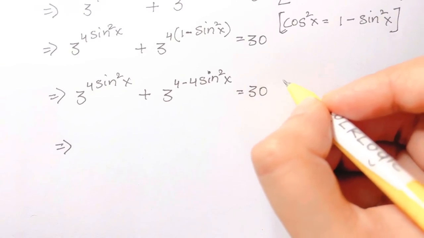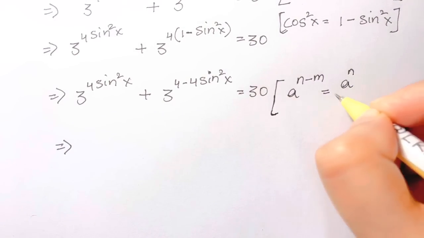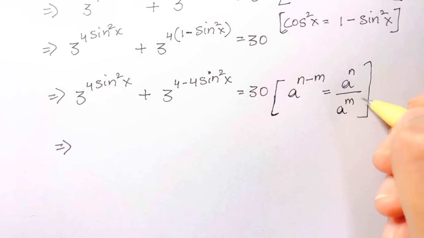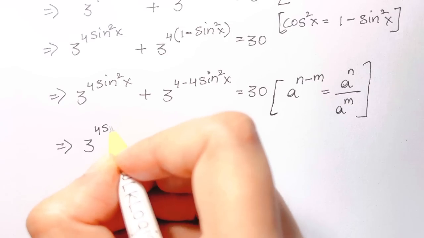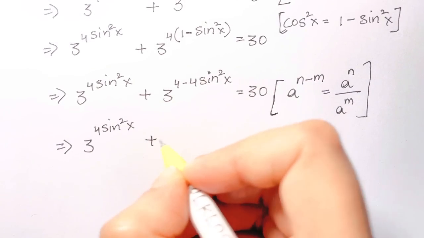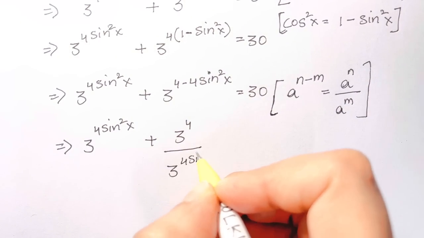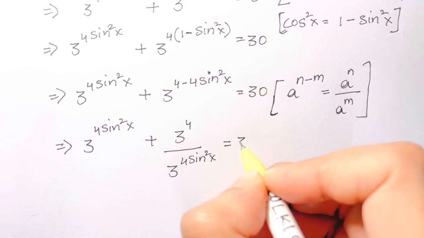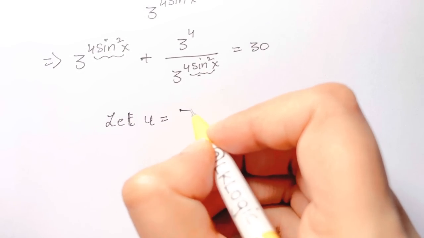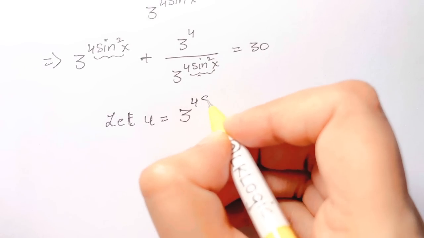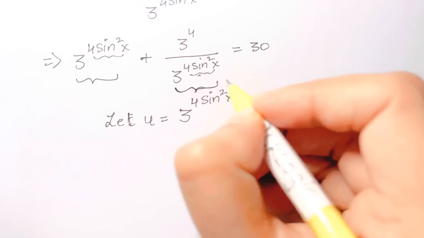Okay, we're going to apply this law: a to the power of n minus m is equal to a to the power of n over a to the power of m. This is the law we're going to apply. So here we have 3 to the power of 4 sine square x plus 3 to the power of 4 over 3 to the power of 4 sine square x is equal to 30. Let u is equal to 3 to the power of 4 sine square x. So we're going to substitute this whole term as u.